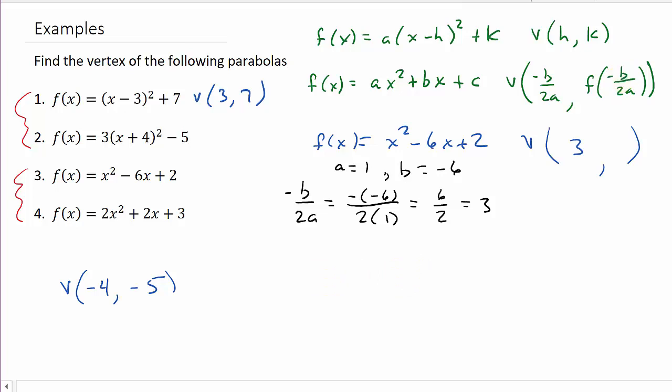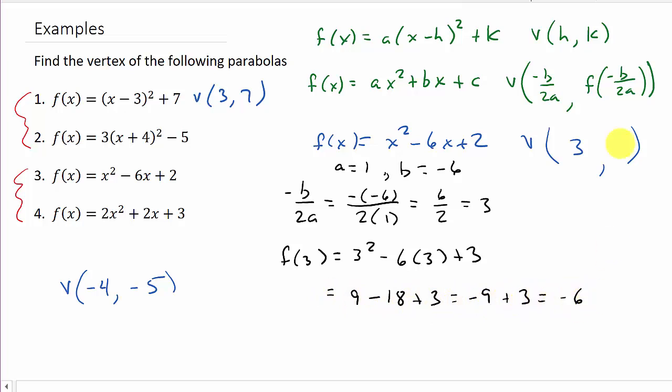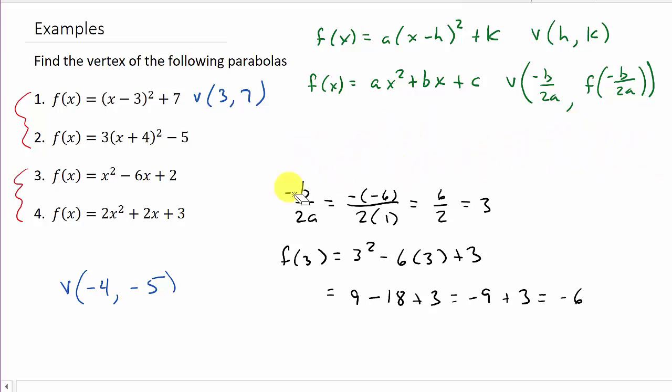And so now I've got f of 3, so plug it in, I get 3 squared minus 6 times 3 plus 2, so that's 9 minus 18 plus 2, which is negative 9 plus 2, which equals negative 7. And so there's the vertex for this one. Okay. All right. So now let's look at our last example.